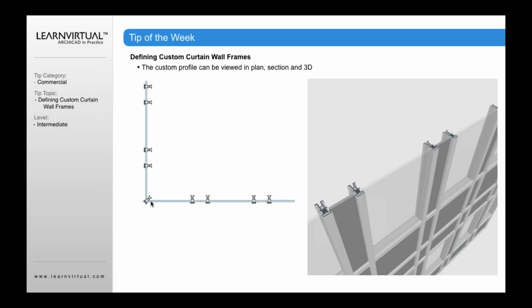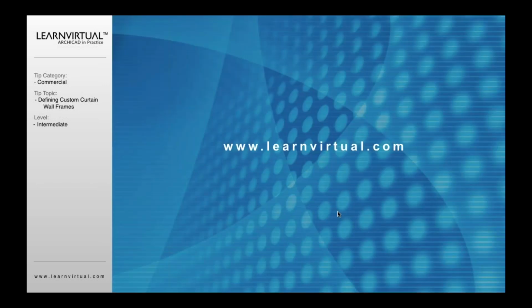Once you've done that, you'll see that the frames start to appear at the intersections, and they'll appear in 3D as well. And so this is the nice thing about this process, is it gives us this ability to create a very custom system that we can use, and then to have that appear as part of our model. That is our tip of the week.